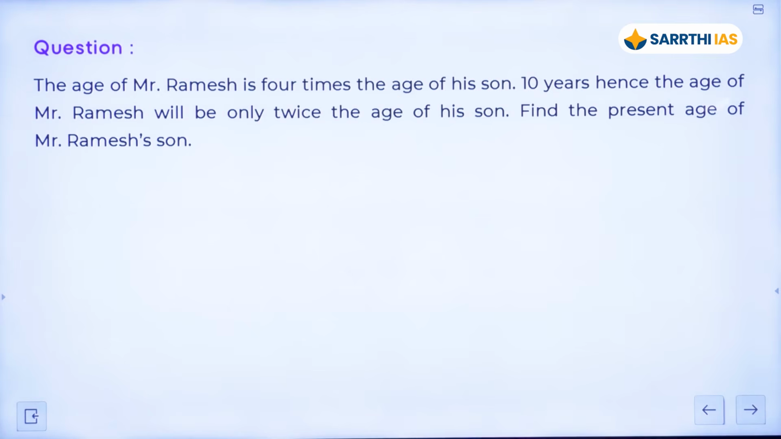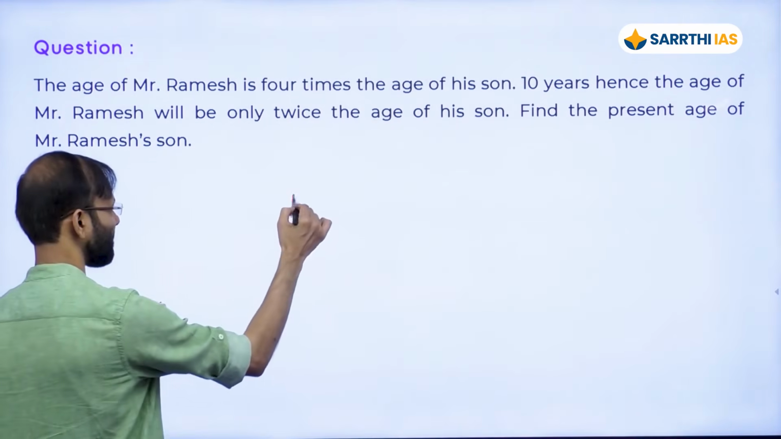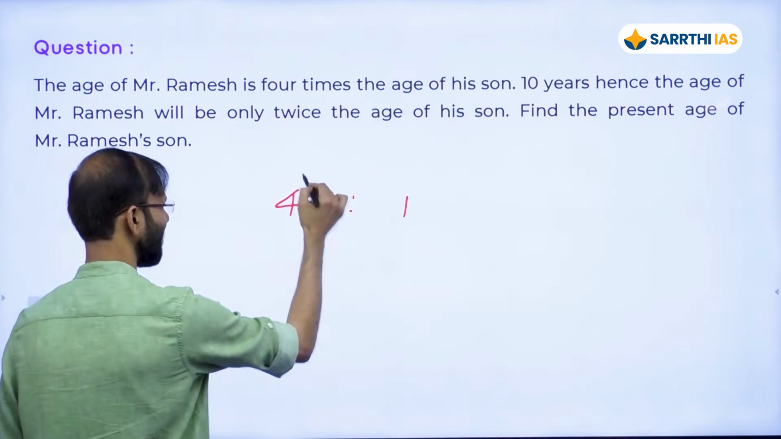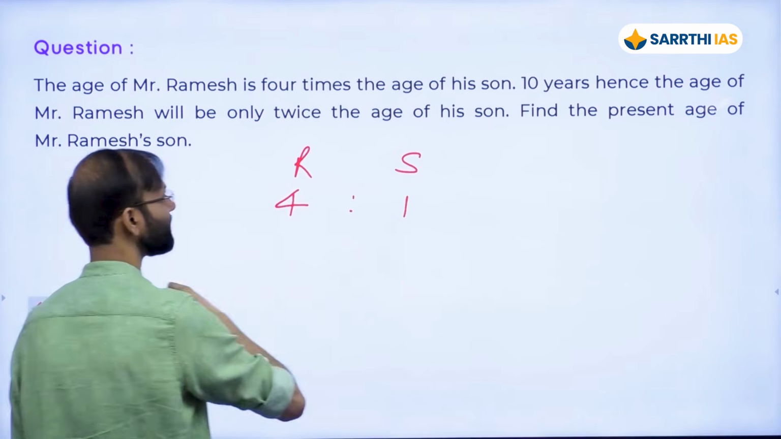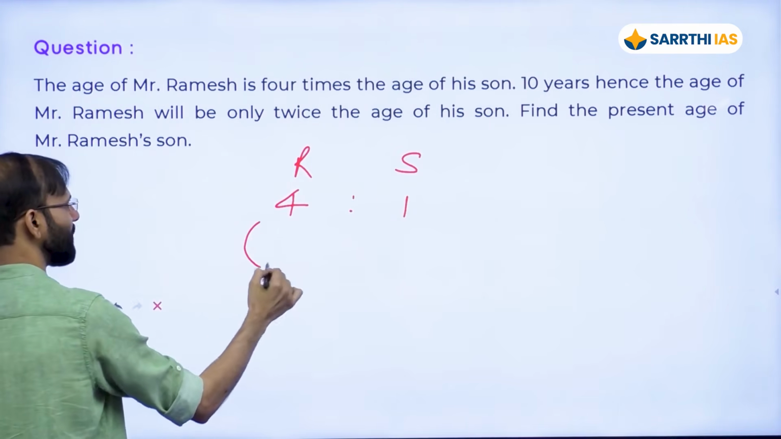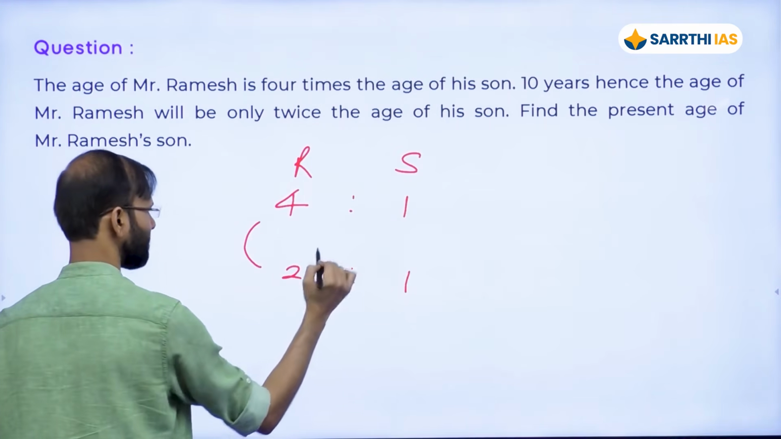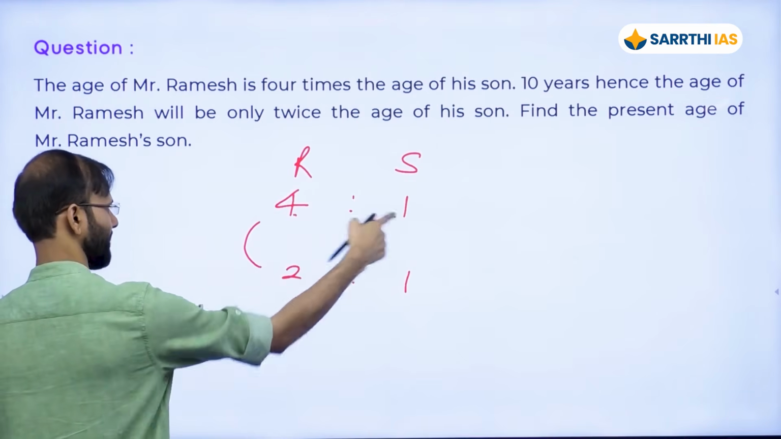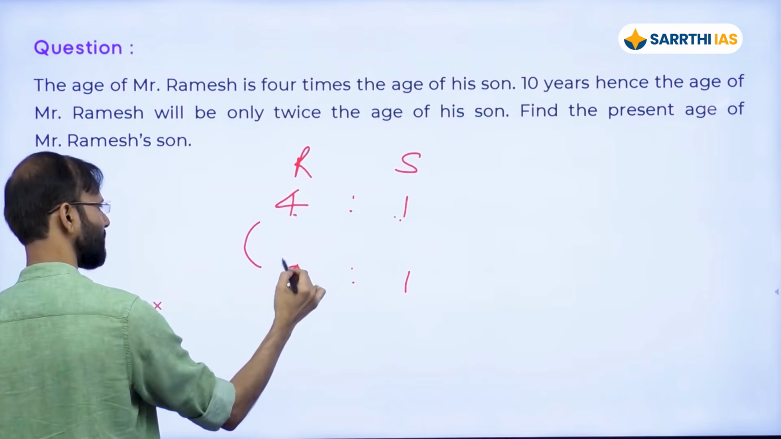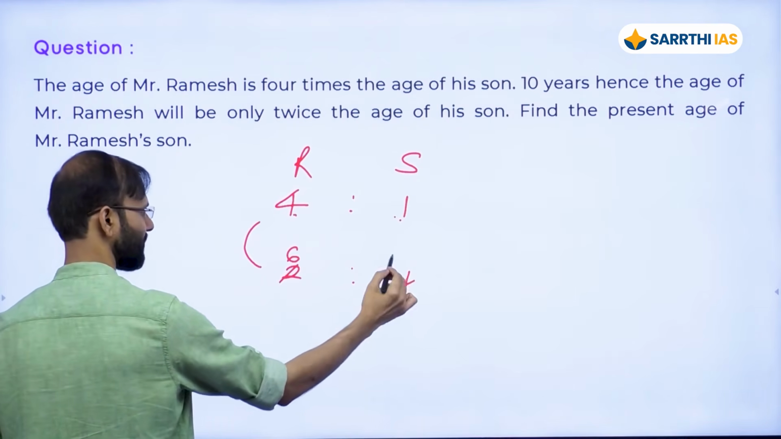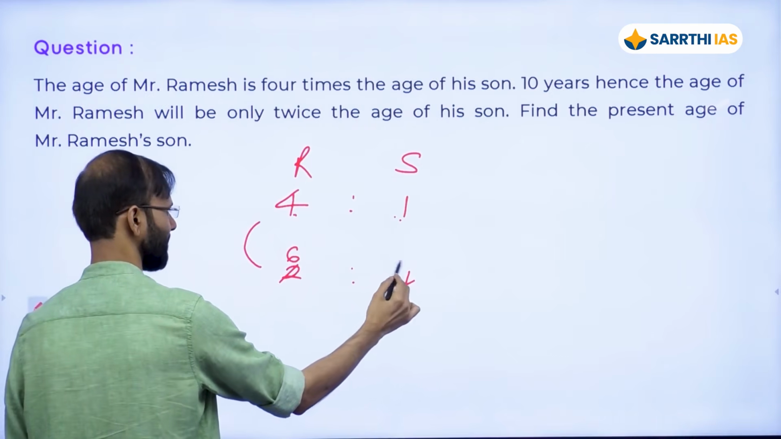ओके गाइस, करिए, आप करिए. गाइस इधर देखिए. क्वेश्चन इज सेइंग, the age of Ramesh is 4 times the age of his son. तो ये है रमेश और ये है सन, ठीक है. 10 years hence he will be twice, 2:1. See guys, the difference is 3 and here the difference is 1. So 2 into 3 is 6, and 3 into 1 is 3.